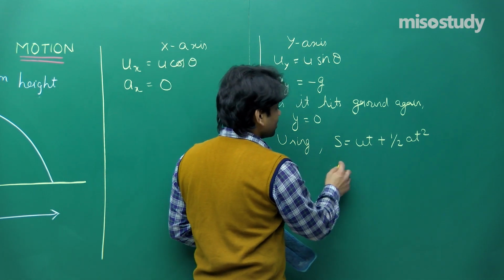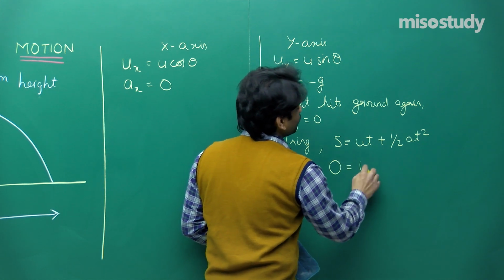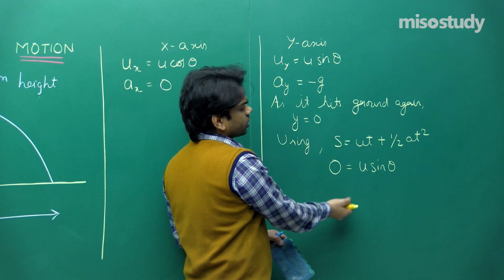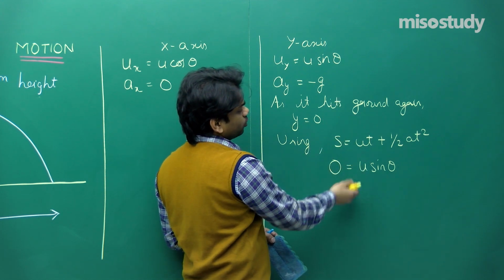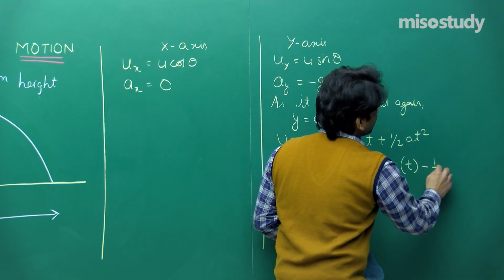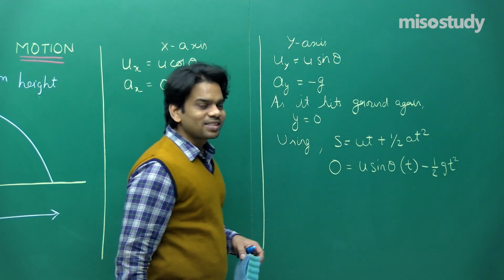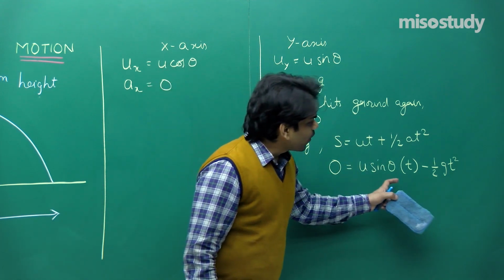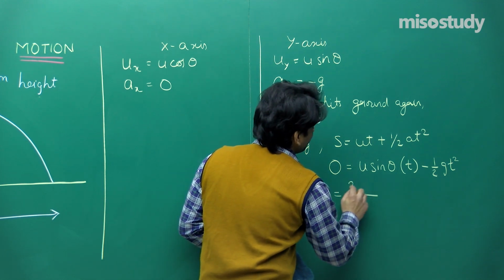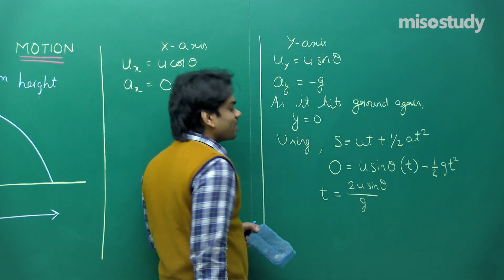s will be given as 0, keep it as 0. Now u value is u sine theta, because we are calculating along the y direction, so keep it as u sine theta into t, and a value is minus g, so I am putting this as minus half g t square. You can see here t will be cancelled out, so either t will be 0 or t will come out to be 2u sine theta by g.